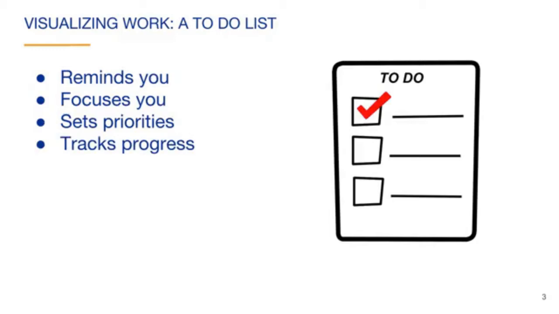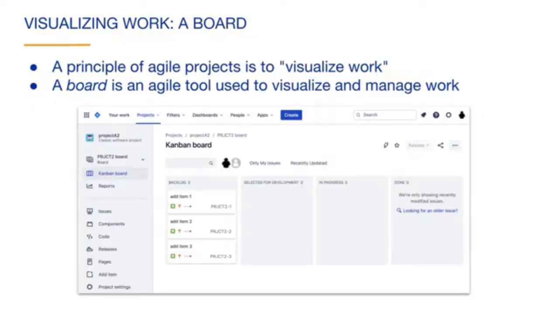We will see that this simple example of a to-do list contains a lot of the building blocks related to visualizing the work of an Agile team. A principle of Agile projects is to visualize work. A board is an Agile tool used to help visualize and manage the work of the team. Depending on the circumstances, a board may also be referred to as a task board, project board, Kanban board, or Scrum board. A board can be a physical board like a whiteboard with sticky notes or can be based in software.